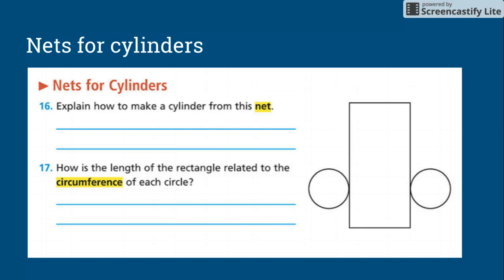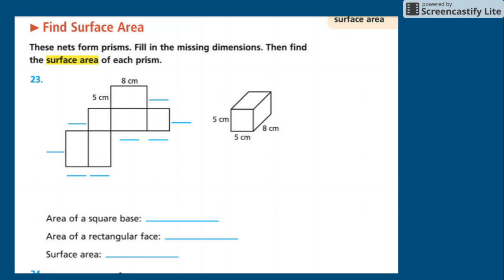So this is a net for a cylinder. To make a cylinder from this net, you could do a few things. Just attach the ends of the rectangle and then add a circle on each end. So roll it up and then attach those ends and fold those in. Now, if we think about the circumference of a circle, the distance around a circle, that's going to be the same length as the length of that rectangle there.